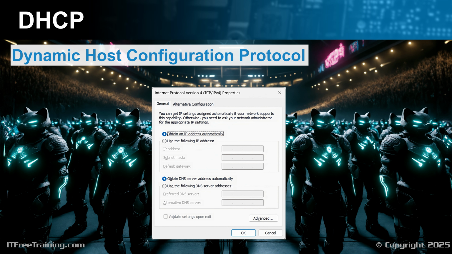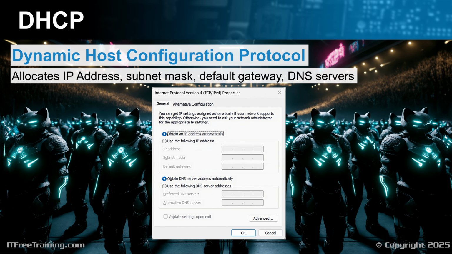In this video, I will only have a quick look at DHCP. Later in the course, I will look at DHCP in more detail. DHCP will allocate an IP address, subnet mask, default gateway, and DNS servers. These are the basic options that most administrators will configure.